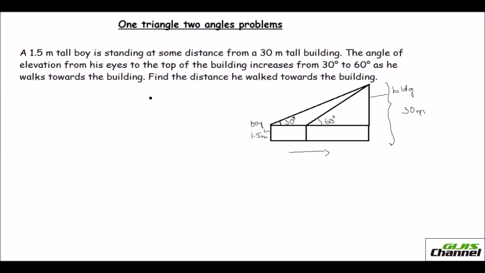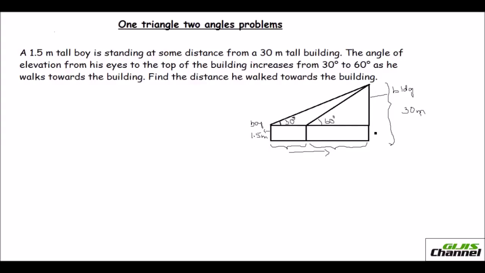And what else is asked? Find the distance he walked towards the building. So this distance is what you need to find out, okay? I take this distance as x, okay, from here to here. Because here you find two right angle triangles, right? In one triangle itself, since you have two angles, you find one small triangle here and one big triangle here.